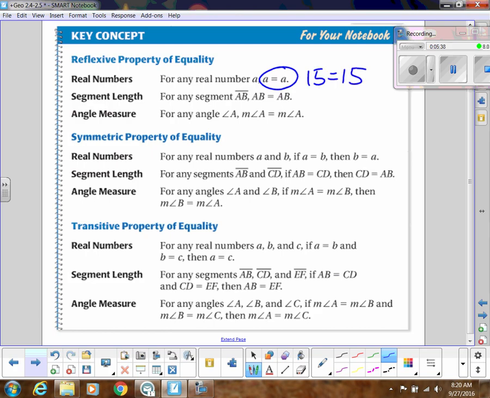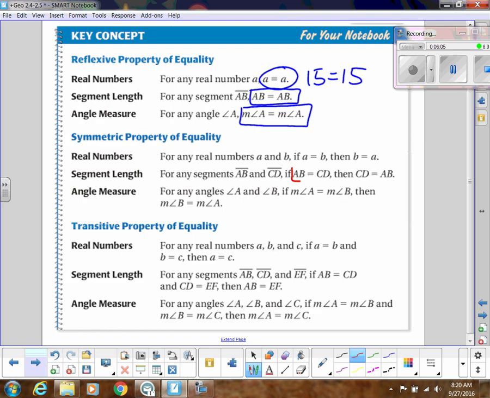But you could also have it with segment length. So you could say, okay, the length of AB is equal to the length of AB, or you could have measures of angles. The measure of angle A equals the measure of angle A. And that's really what we're going to use it more so for in our geometry proofs, those segment lengths and angle measures. And then the symmetric property can also be used with segment lengths and the angle measures.